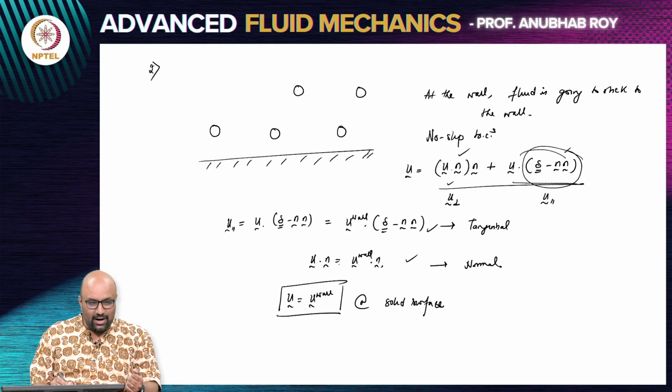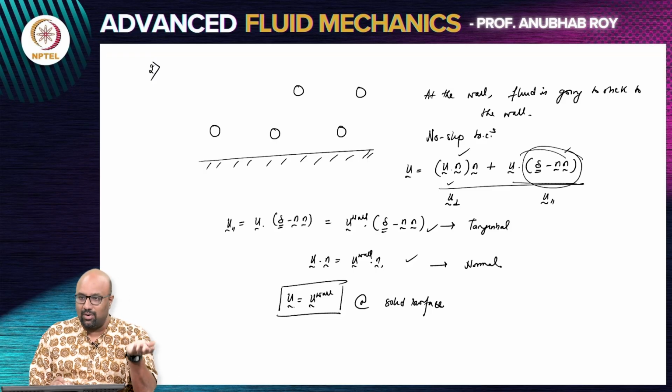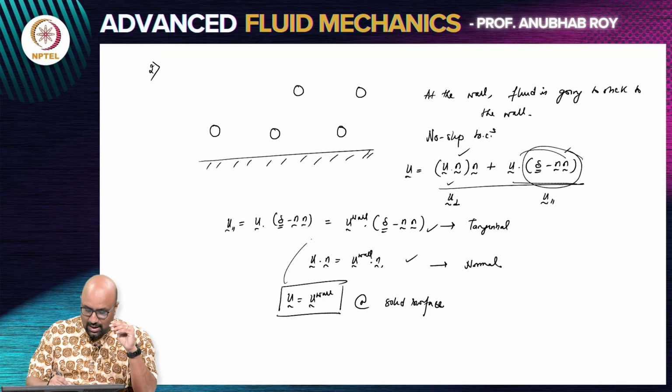You can always say, I do not want to look into all these tensorial decompositions of the velocity field and be happy with just saying u is equal to u wall, which is correct. If you have a boundary which is a solid surface, that is no slip and no penetration, then the boundary condition is that the fluid velocity should be equal to the wall velocity. If the wall was stationary, then the velocity vector should be equal to 0.